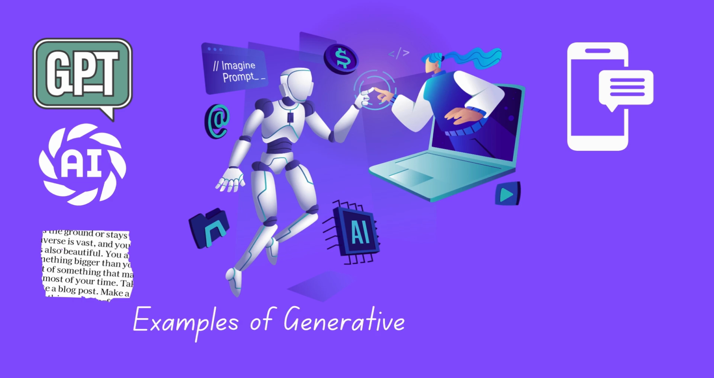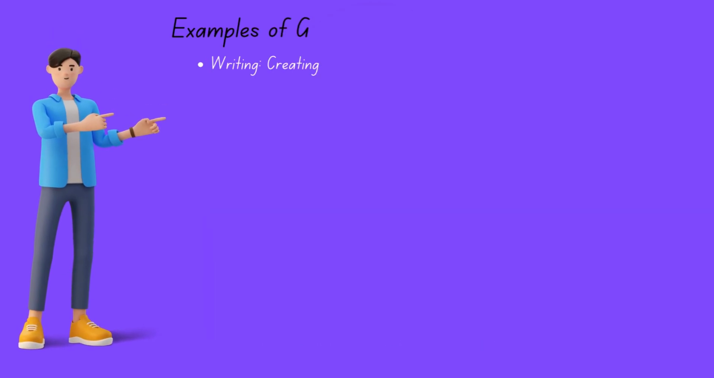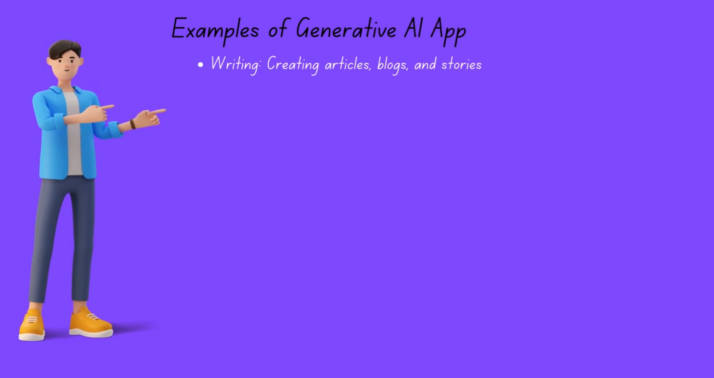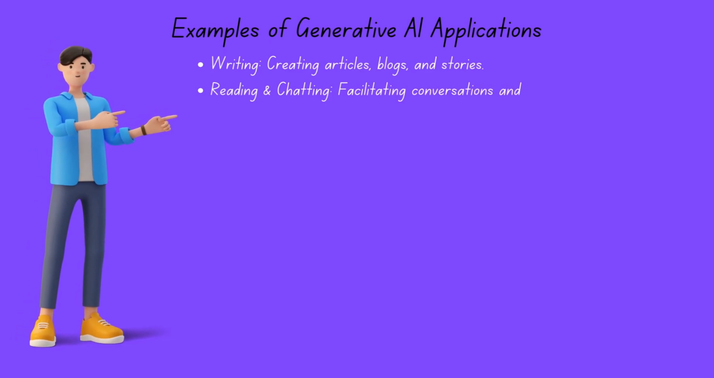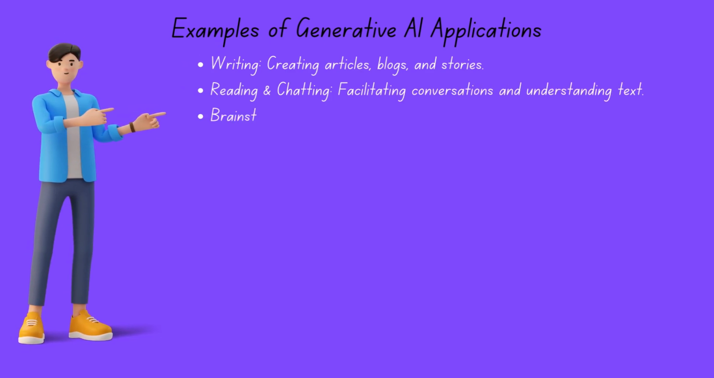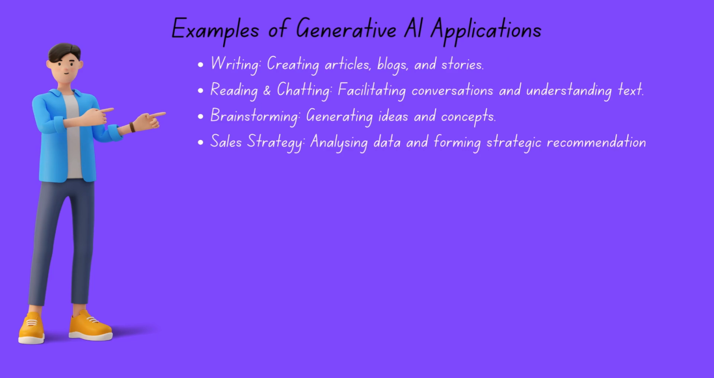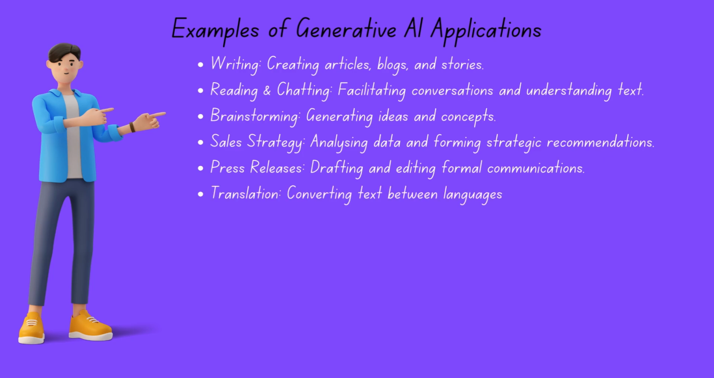Examples of generative AI applications. Generative AI is applied in various areas. Writing, creating articles, blogs, and stories. Reading and chatting, facilitating conversations and understanding text. Brainstorming, generating ideas and concepts. Sales strategy, analyzing data and forming strategic recommendations. Press releases, drafting and editing formal communications.